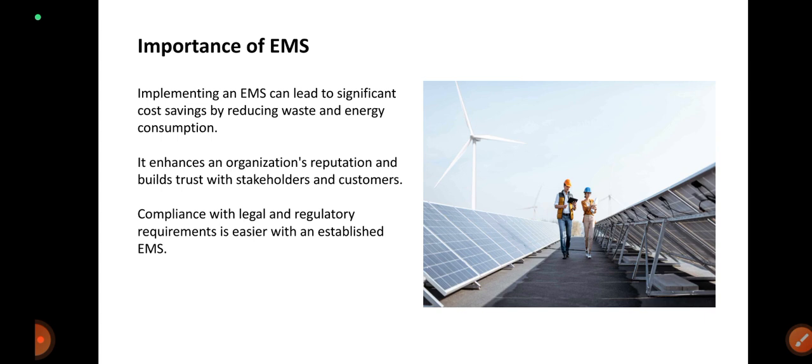Importance of an EMS. Implementing an EMS can lead to significant cost savings by reducing waste and energy consumption. It enhances an organization's reputation and builds trust with stakeholders and customers. Compliance with legal and regulatory requirements is easier with an established EMS.